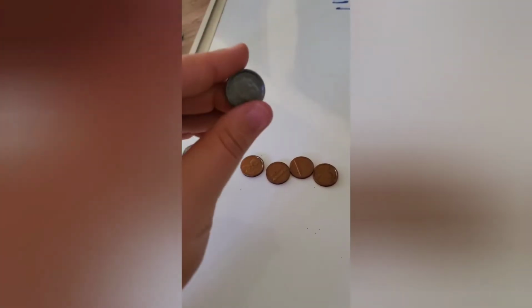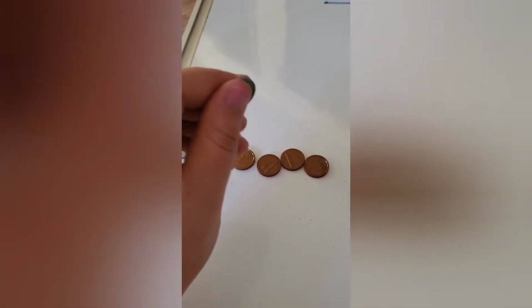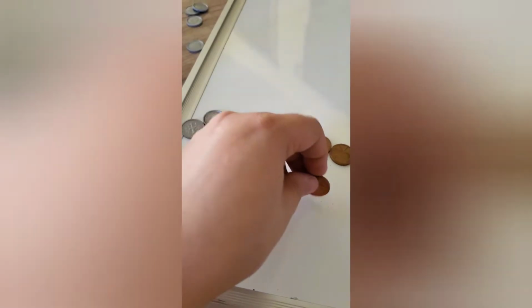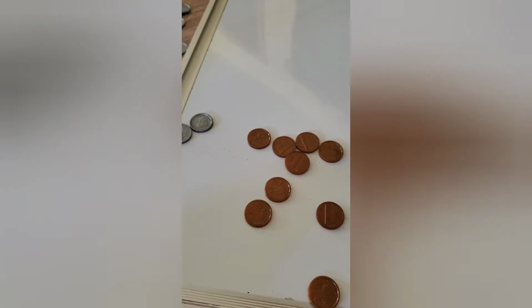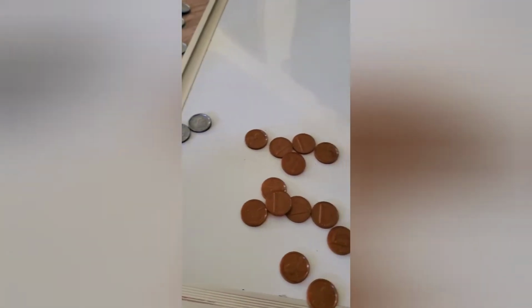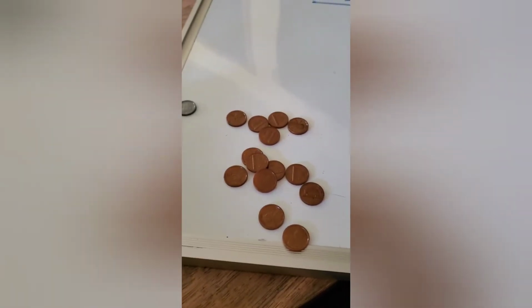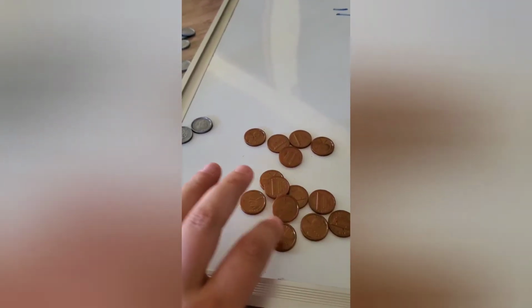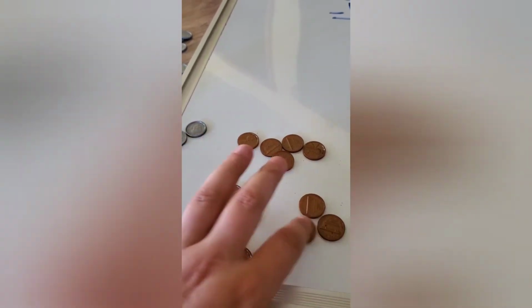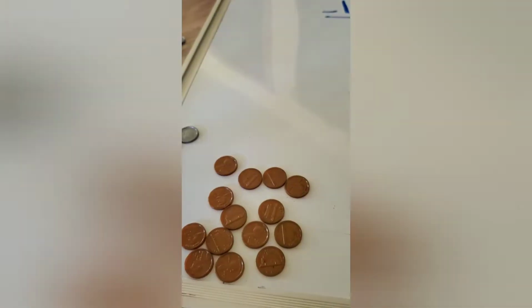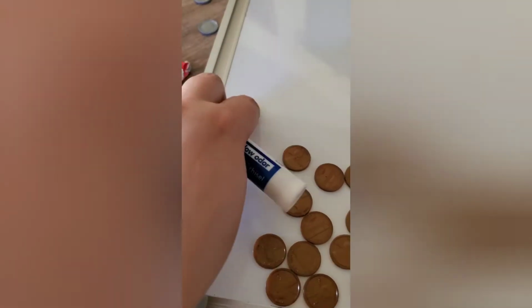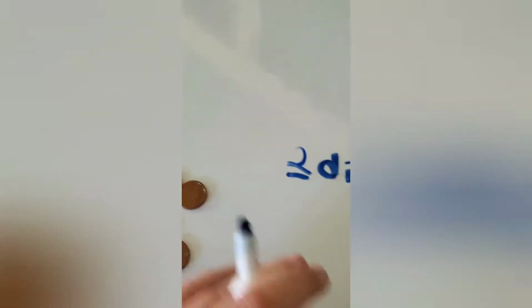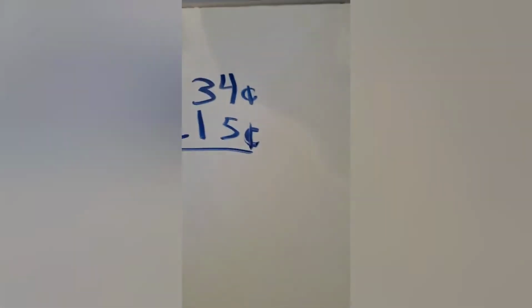All right, I'm going to take away a dime and replace it with what? I'm going to trade it in for 10 pennies. 1, 2, 3, 4, 5, 6, 7, 8, 9, 10. So now, how many ones, or how many pennies do I have? Let's count them. 1, 2, 3, 4, 5, 6, 7, 8, 9, 10, 11, 12, 13, 14. I have 14 pennies. And how many dimes? I just have 2 dimes. So now that we have regrouped them, let's do it up here.